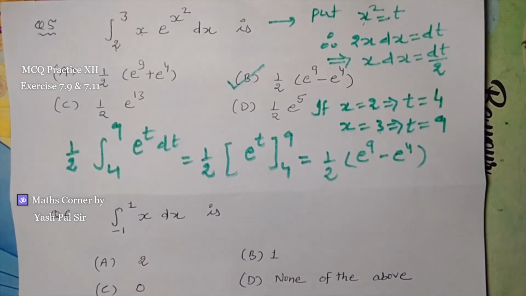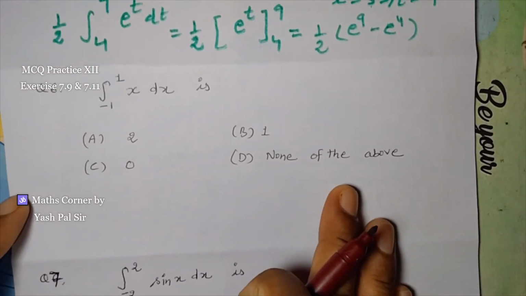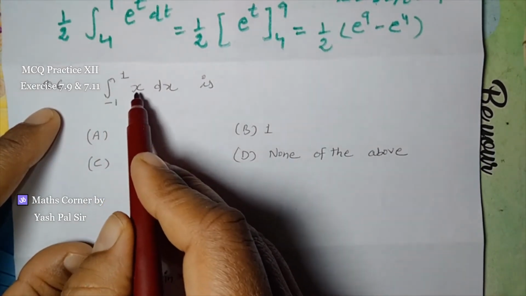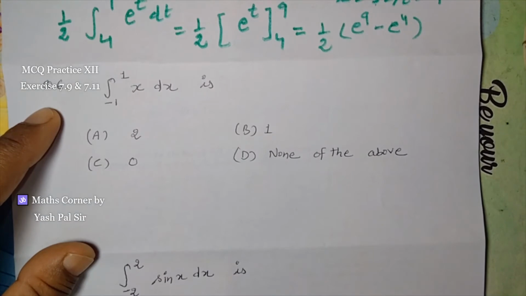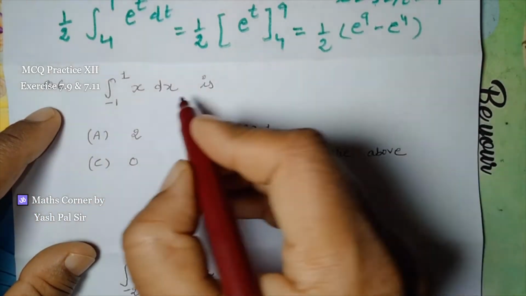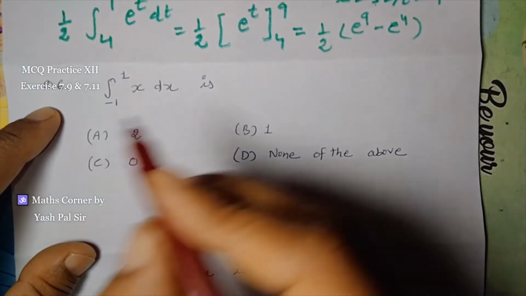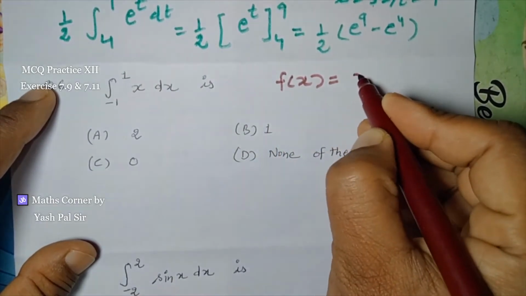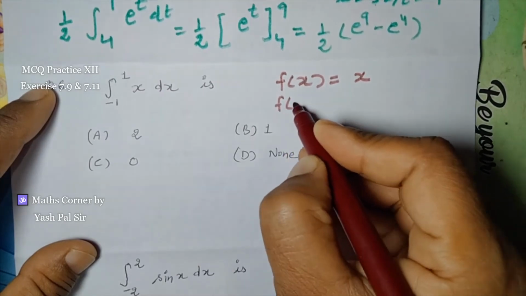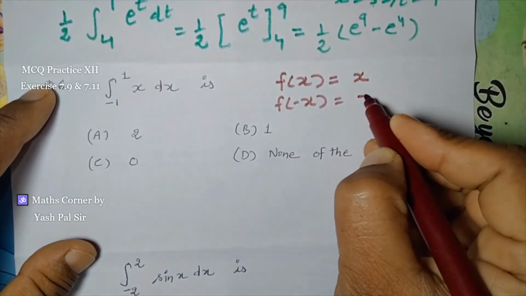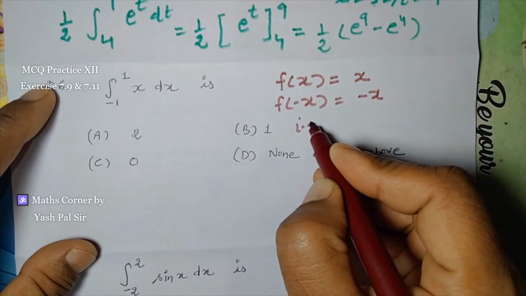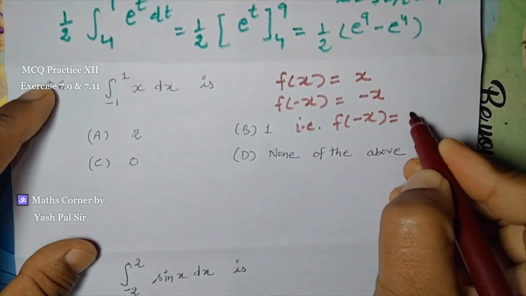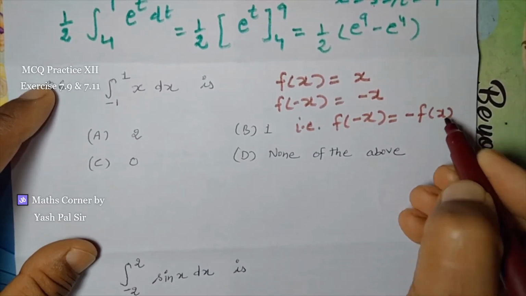Now we come to the next question. Question number 6. Limit minus 1 to plus 1, x into dx. This is very simple, this function is an odd function. Why odd function? Because f of x here is x. So f of minus x is equal to minus x. That is, f of minus x is equal to minus f of x.